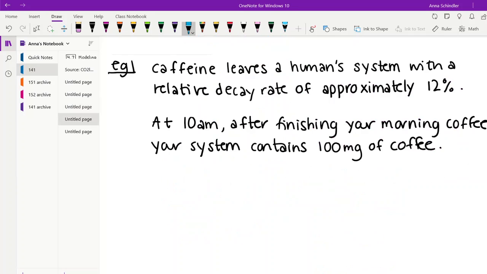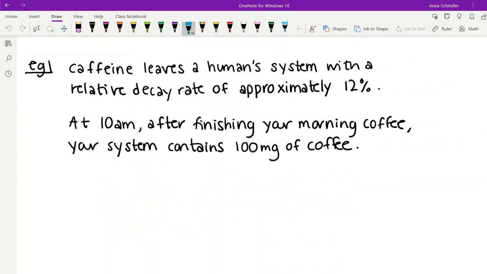Okay, so one more example in this video. This one is now about exponential decay instead of exponential growth. It is about drinking a cup of coffee. Caffeine leaves a human system with a relative decay rate of approximately 12%. And I forgot, you always have to put time units, so it's 12% per hour. At 10 a.m., after finishing your morning coffee, your system contains 100 milligrams of coffee. So our starting amount is going to be 100 milligrams.